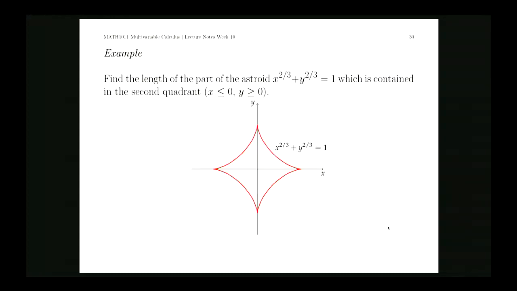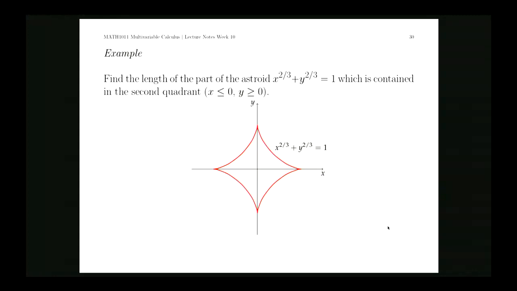What about this one? This curve is called the asteroid. It's x to the 2/3 plus y to the 2/3 equals 1. Now, if I wanted to do that the old way, I find the length of one piece of it, which is contained in the second quadrant. So basically, I want the length of the top left piece. You can see by symmetry all four bits have the same length, so if I want the length of the whole thing, I could find the length of one piece and multiply it by 4. That's not what I'm asking, though.